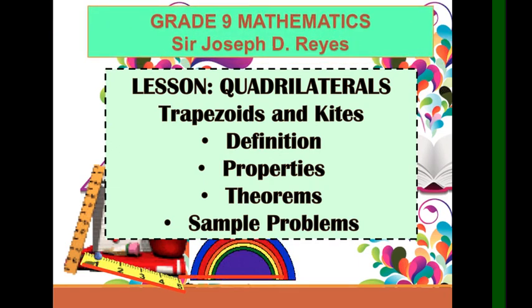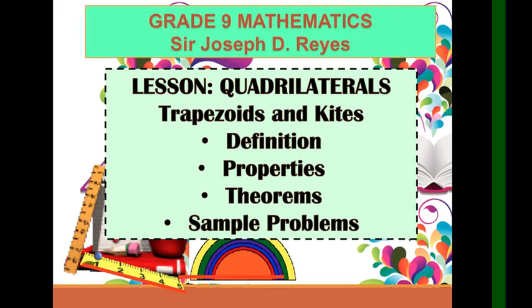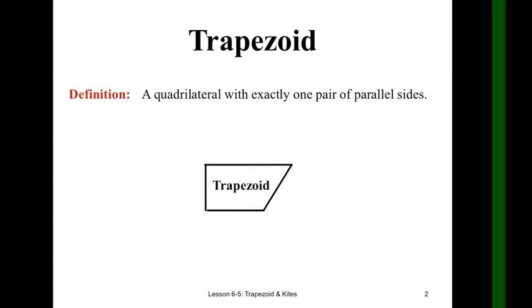Thanks, and now let's proceed to our main lesson for today, which is all about trapezoids and kites. Trapezoid. When we're talking about a trapezoid, it is a quadrilateral with exactly one pair of parallel sides. Okay, so these are the parallel sides of the trapezoid. No, ito, ang trapezoid kasi hindi pareho yung kanyang dalawang sides, no?